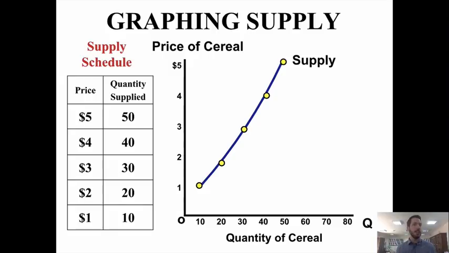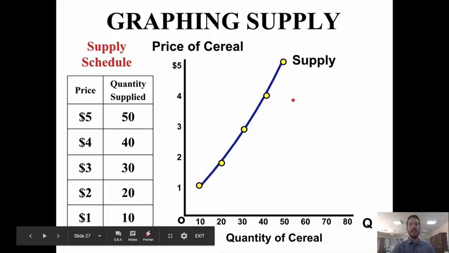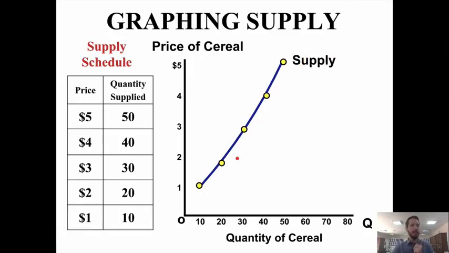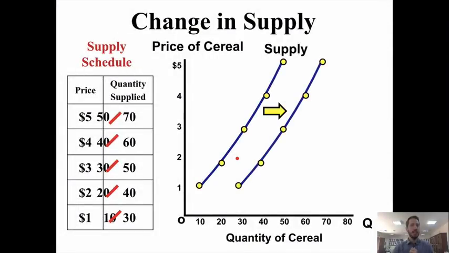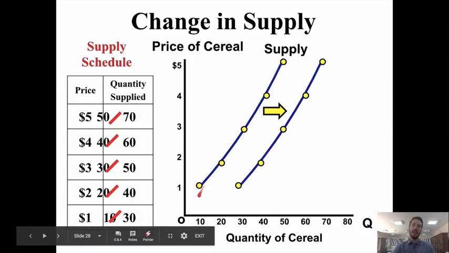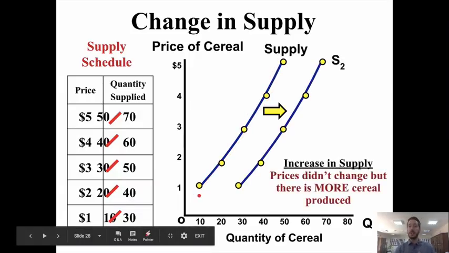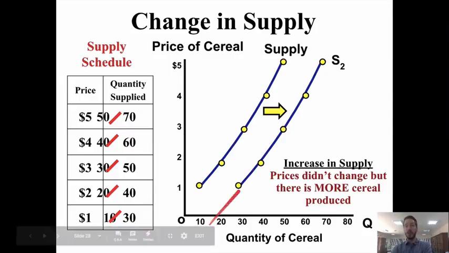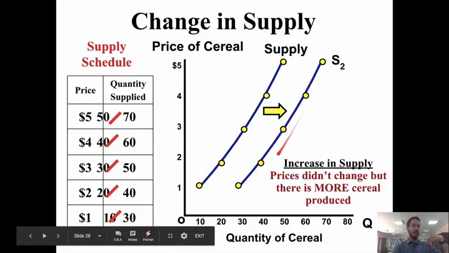So let's say in this situation, let's talk about some things that will shift this supply curve. So let's say another firm comes in and wants to also produce cereal. What will that do? Think about it. It actually shifts the supply curve to the right. There's actually more supplied at every single price. Remember, it's not going to be going along here. And the increase in supply means that prices didn't change, but there's more cereal being produced because you have another firm that is producing cereal. And so supply has gone up.